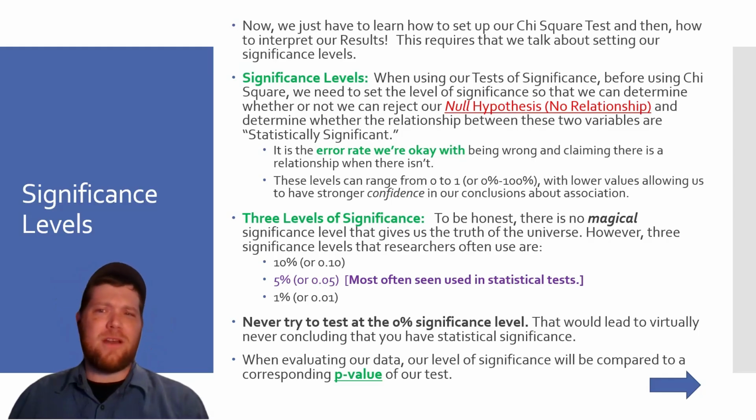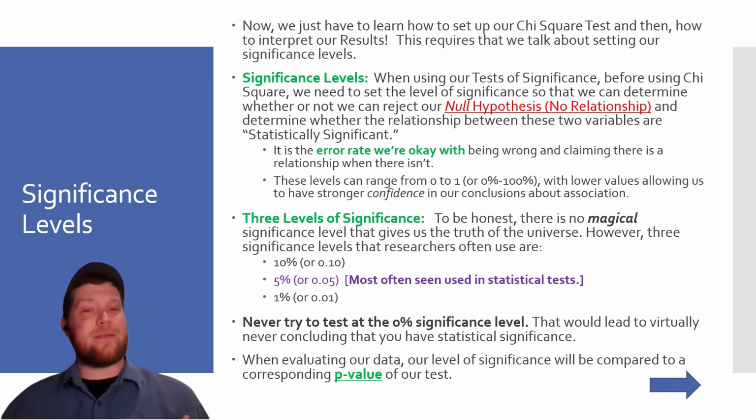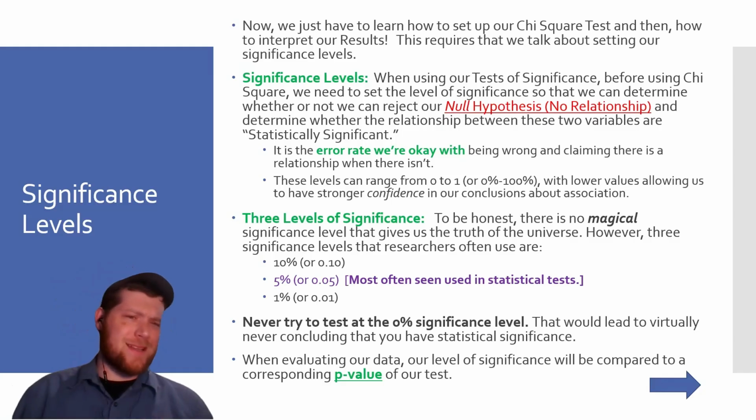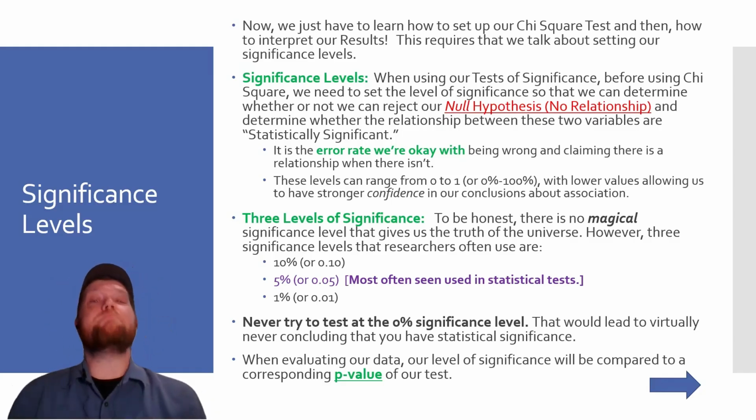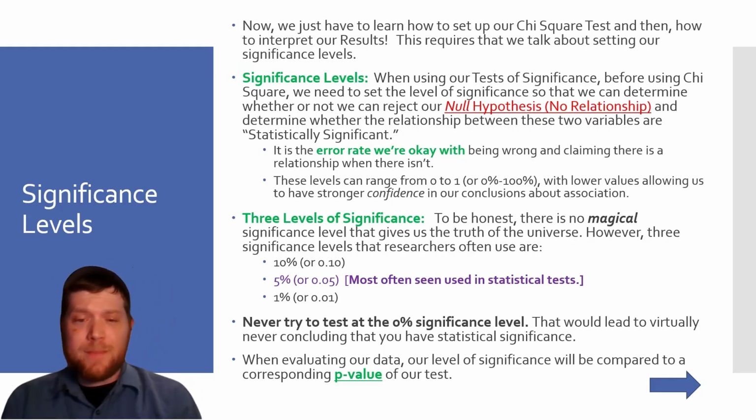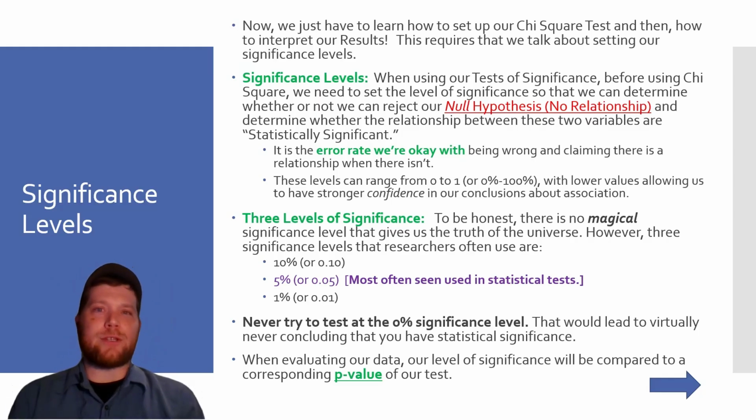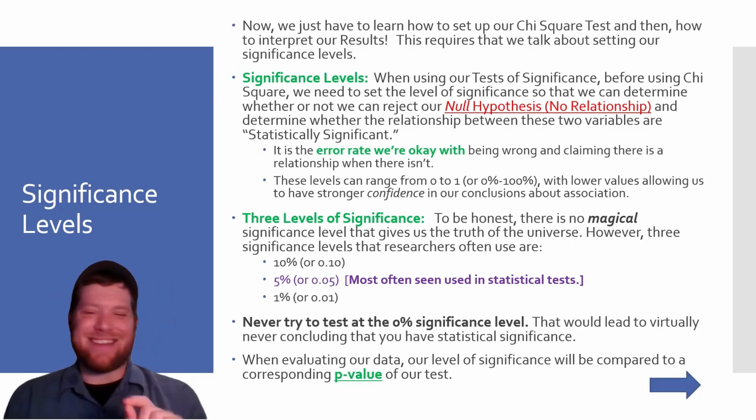We might see things that are very similar. Three significance levels that researchers often use are 10%, 5%, and 1%. And 5% is the most often seen in statistical tests. It's the one that I think is most important for you all to grasp because it's used a lot in conversations of what is significant or not. It doesn't necessarily mean that.